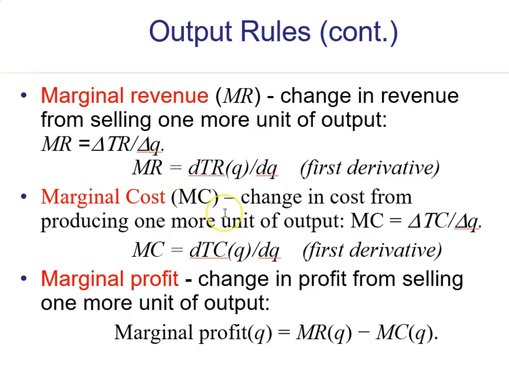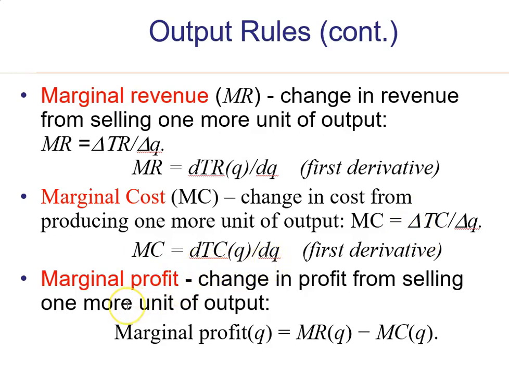Marginal cost, what is that? That's simply the additional cost from making one more unit of output. Marginal cost can be found by this change in total cost divided by the change in output. This delta or triangle represents change. Marginal cost is also the first derivative of total cost when it's differentiated with respect to Q.